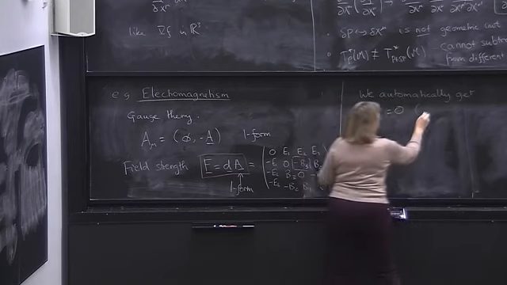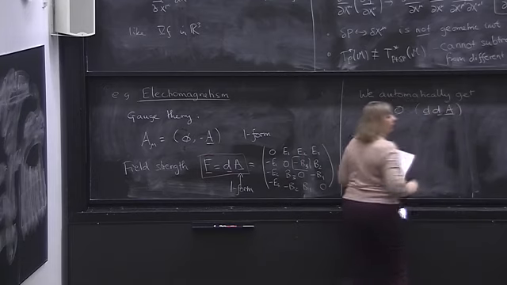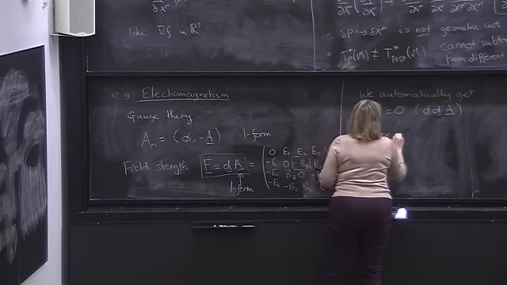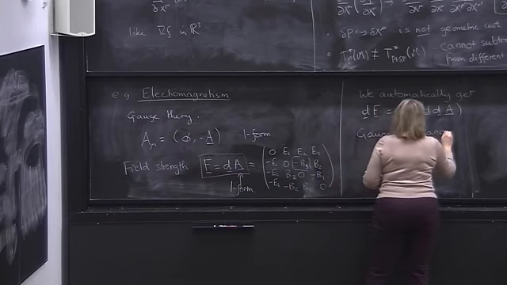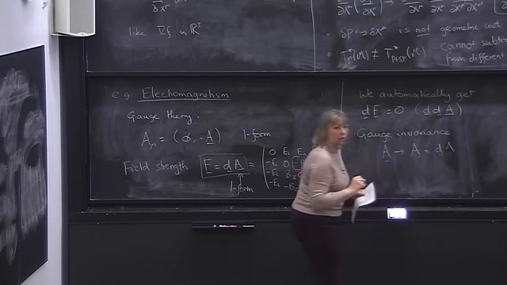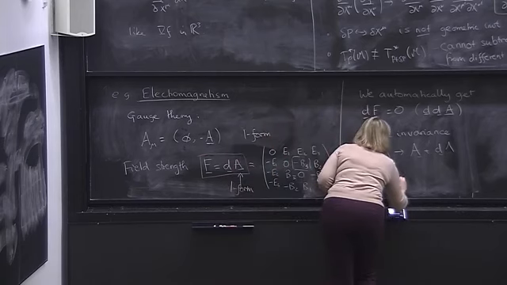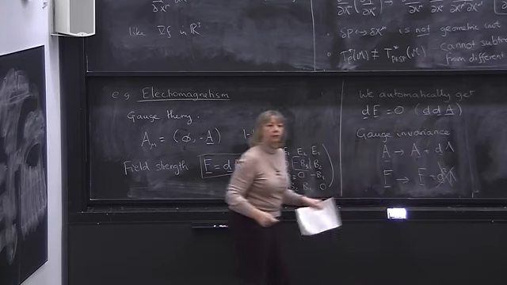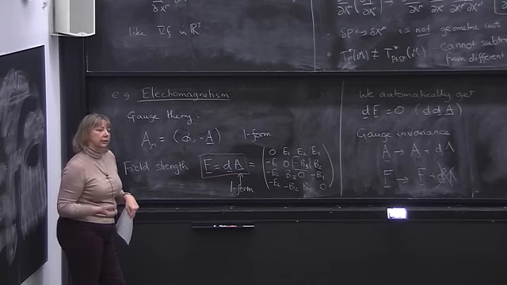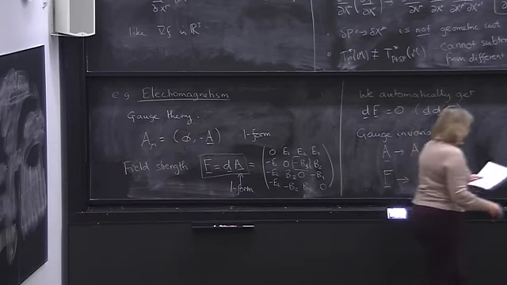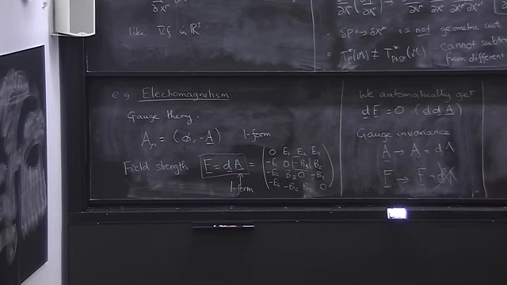Because d squared is 0, dF is d of dA, so that's 0. We've got gauge invariance for the same reason. If I say that A goes to A plus d lambda, where lambda is some function, then when I take F, F goes to F plus d squared lambda, but that's 0. So F doesn't change. The fact that d squared is 0 gives you both gauge invariance and half the Maxwell equations for free. So that's a nice example of forms in action.